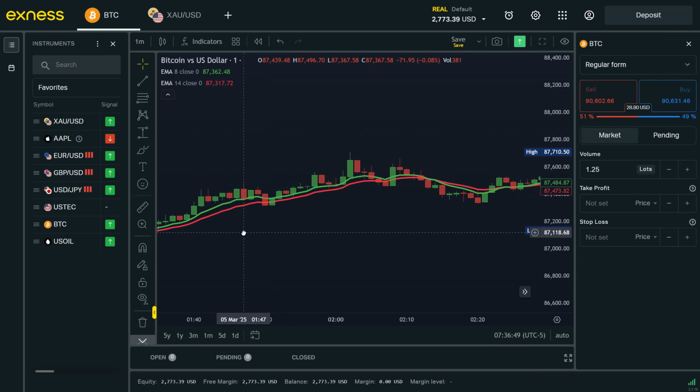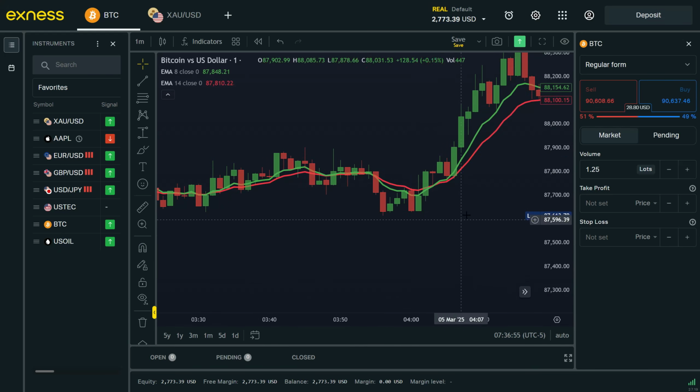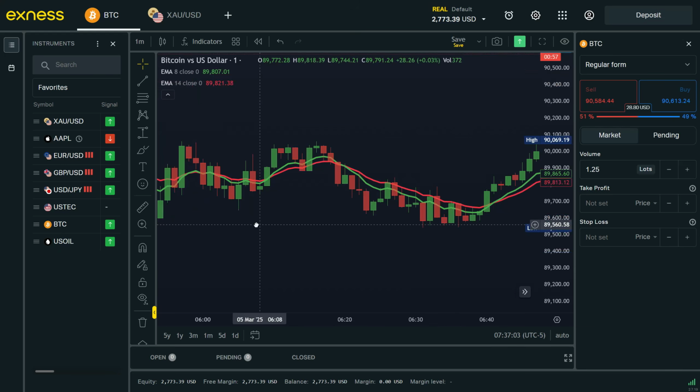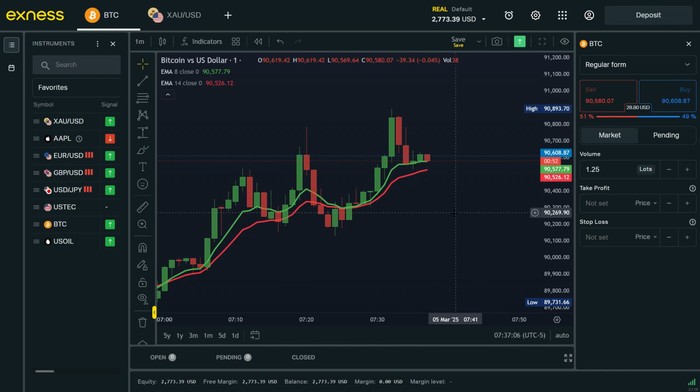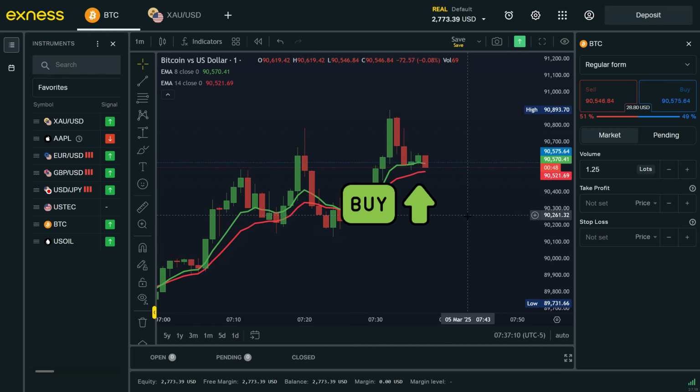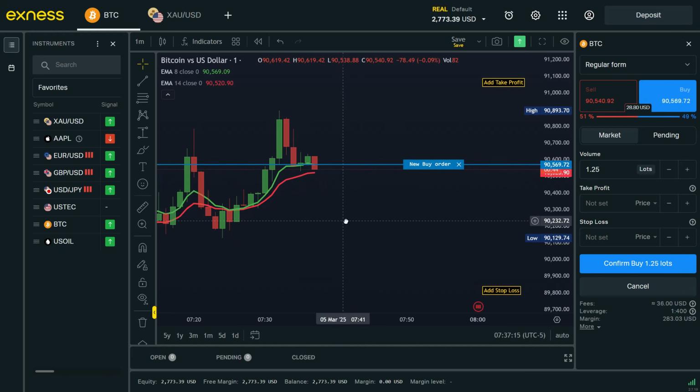Let's take things to the next level by placing a live trade. This way, you can see exactly how the strategy works in real time and gain a better understanding of trade. By looking at the chart, we can clearly see a strong buy signal forming. Now, before we enter the trade, let's go over an important rule in this strategy.